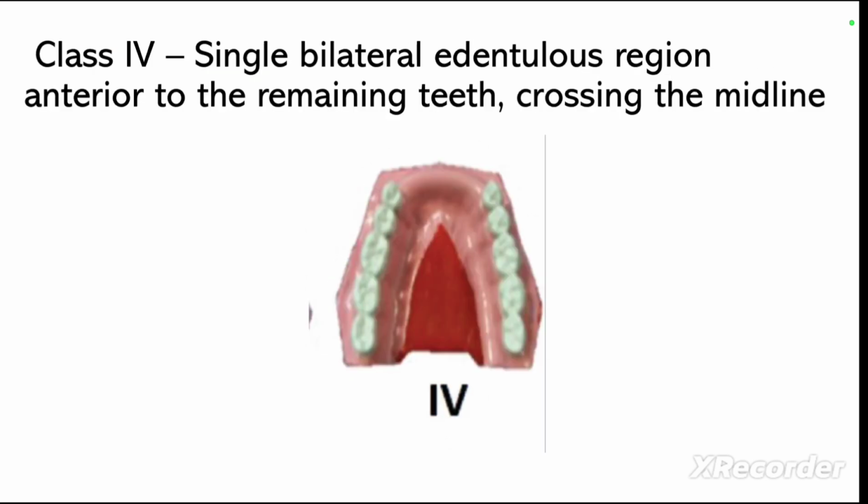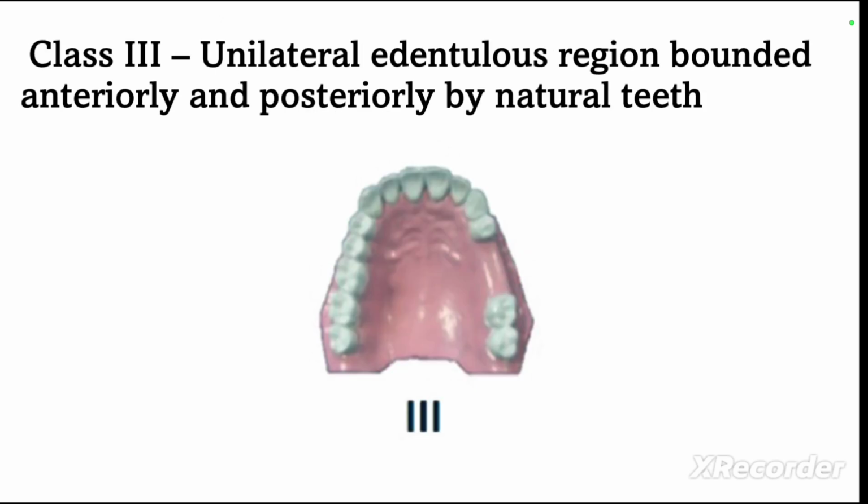Now coming to the third one. Class 3 is a unilateral edentulous region bounded anteriorly and posteriorly by natural teeth. So here there is only one edentulous area. You can see that this is the edentulous area, bounded anteriorly and posteriorly by natural teeth. So when there are teeth anterior and posterior to the edentulous area, it is class 3.